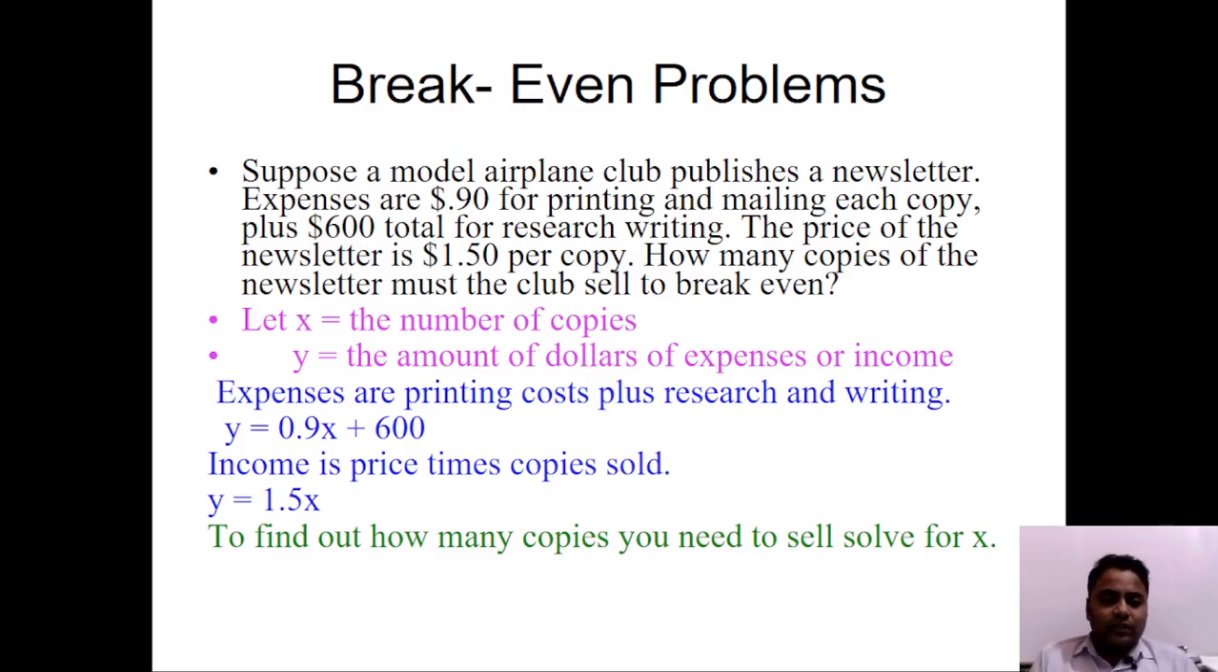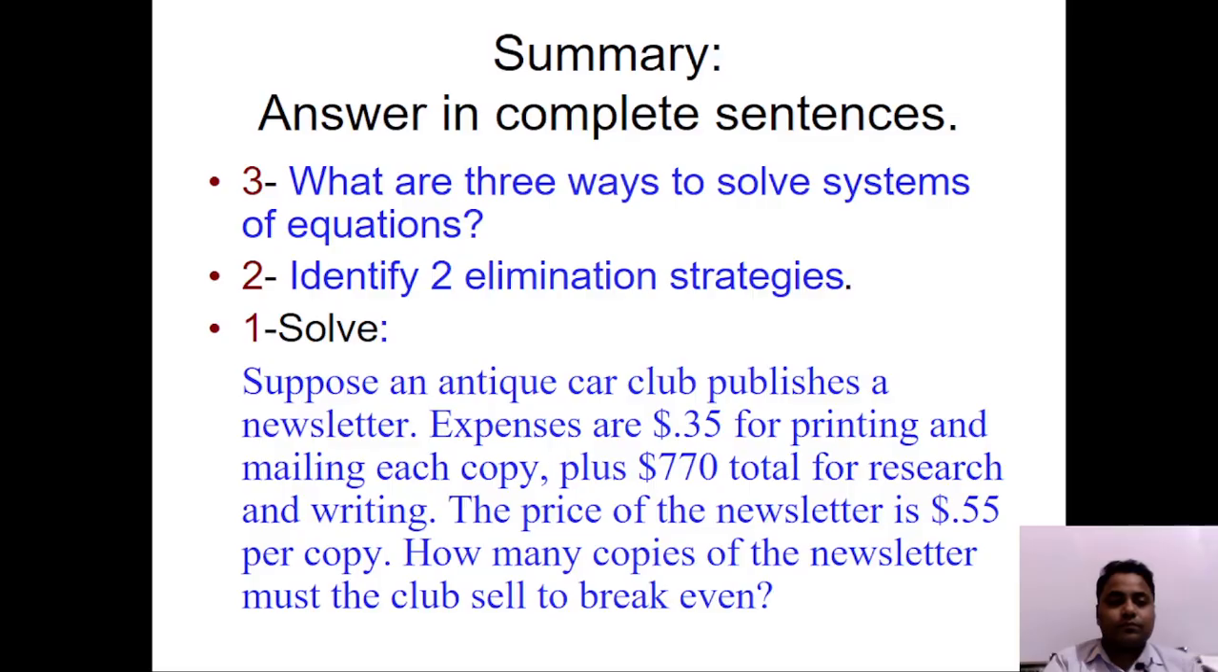So 600 is the amount of research and writing. So income is price times copies sold, so y equals 1.5x. To find out how many copies you need to sell, we have to solve for x. Now we can summarize the answer in complete sentences.